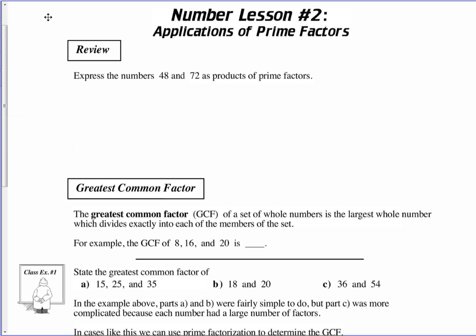Numbers 48 and 72 as prime factors. Oh, you can't see that. Sorry. So, prime factors of 48 and 72. Do you have a preference? Which method do you like?